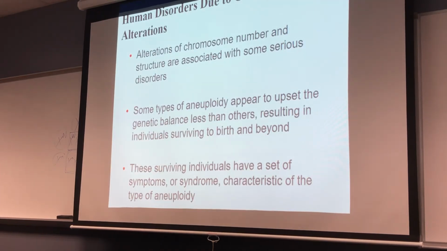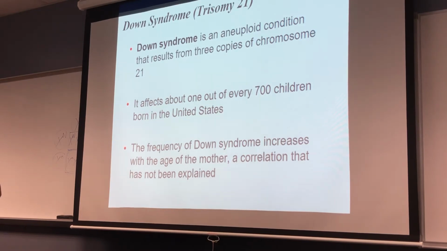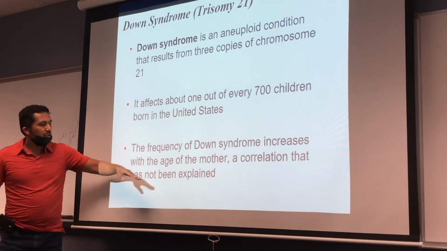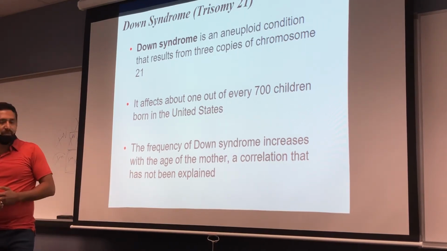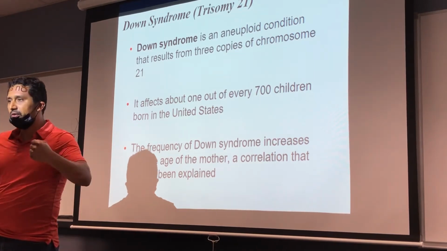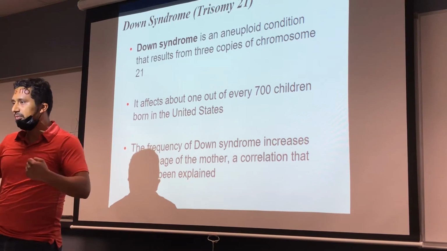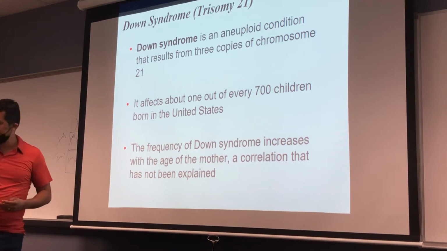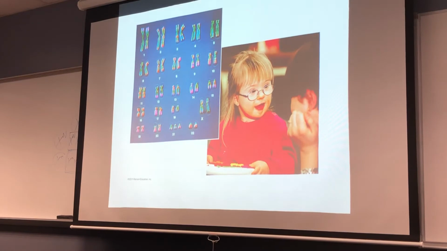So human disorders due to chromosomal alteration: you have different alterations where you have an extra chromosome, trisomy 21, the one that we mentioned. The frequency of Down syndrome increases with the age of the mother, a correlation that has not been explained. Many people think that as the age increases, the failure to separate also increases. So it's unable to separate those chromosomes. That's what you have right there, trisomy 21, this chromosome 21 with an extra chromosome.